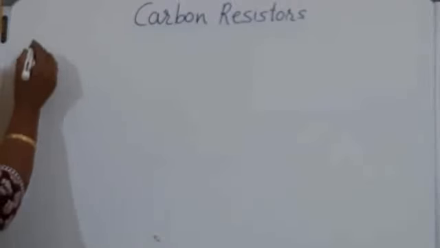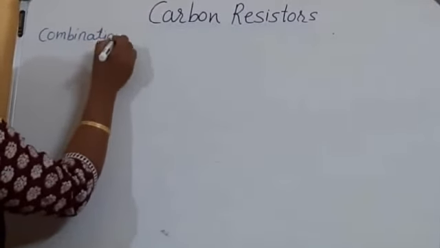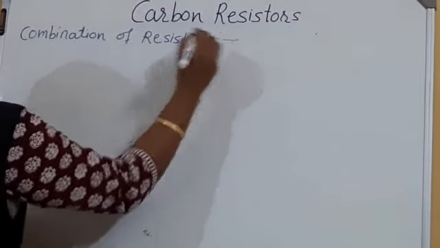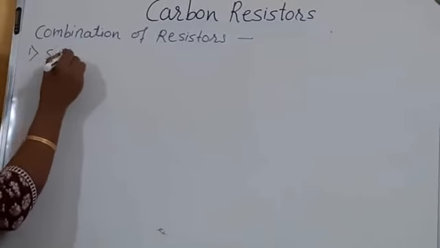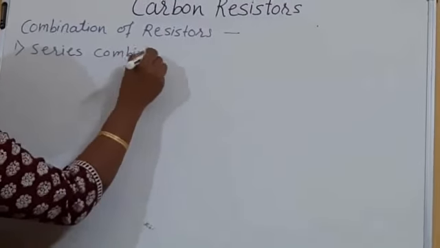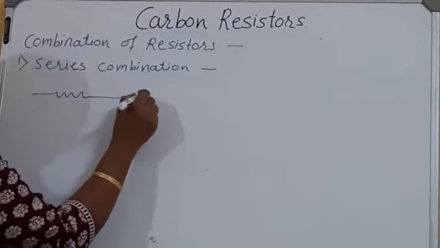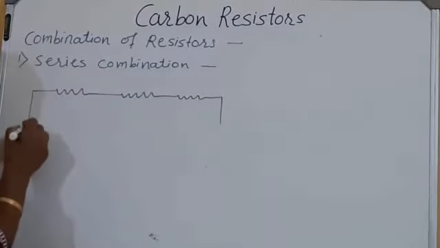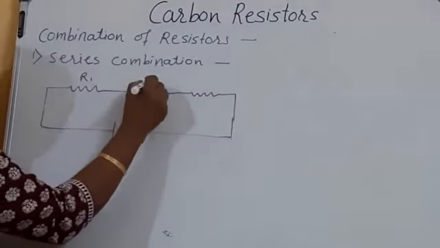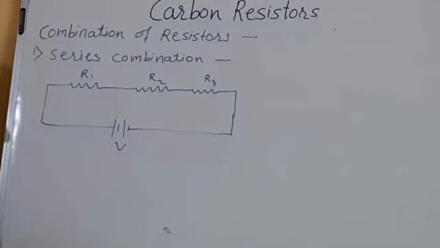So give the heading: combination of resistors. First we will discuss series combination. N number of resistors we can connect in series, but for our convenience here we are going to connect only 3 resistors in a circuit, of values R1, R2, R3. It is connected to the external source of potential difference V.